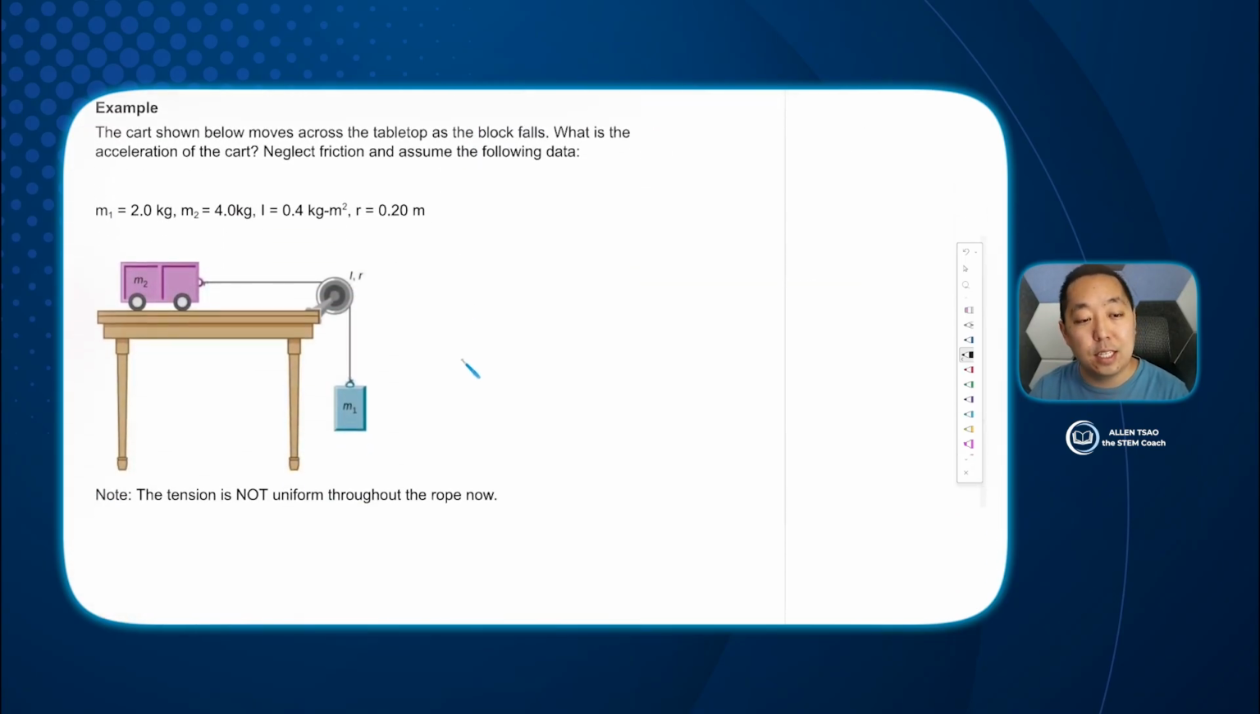So let's look at a scenario here where we have this case, okay? The cart shown below moves across the tabletop as the block falls. What is the acceleration of the cart? Neglect friction and assume the following data. This is here. Note the tension is not uniform with the rope now.